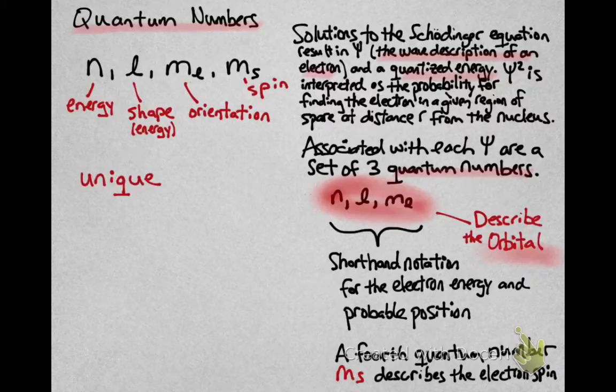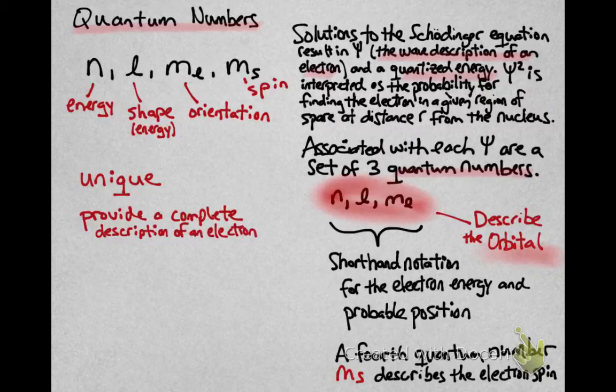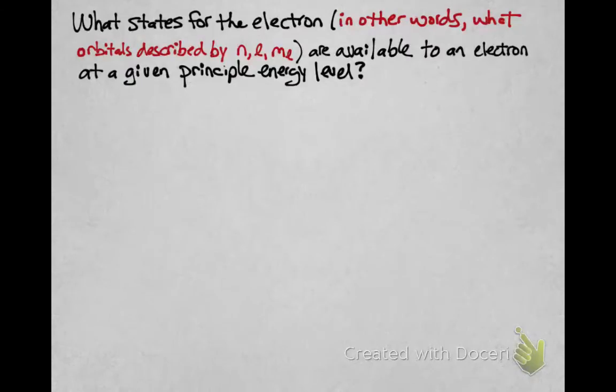Each electron is going to have a unique set of quantum numbers. And what we'll find is that those quantum numbers provide a complete description of the electron wave. And we'll be using those then as our shorthand notation, as mentioned, to quickly understand some of the properties of the electron. So let's talk about what states are available to the electron at a given principal energy level.